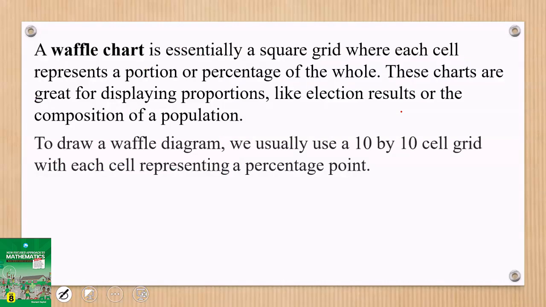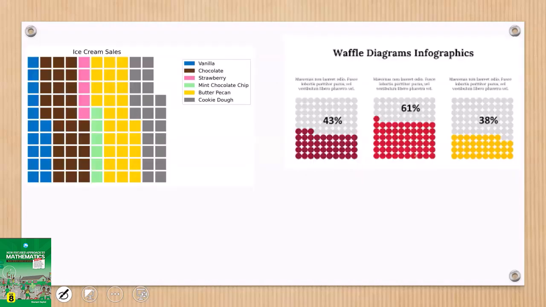Talk of waffle diagram, we are looking at our waffle chart. It's essentially a square grid where each cell represents a portion or percentage of the whole. These charts are great for displaying proportions like election results, composition of a population, and so on. To draw a waffle diagram, we usually use a 10 by 10 cell grid, with each cell representing a percentage point. Example can be like this. You can see that each of the colors represents a particular proportion, or you can also use percentages where you have 43% shaded, 61% shaded, 38% shaded.